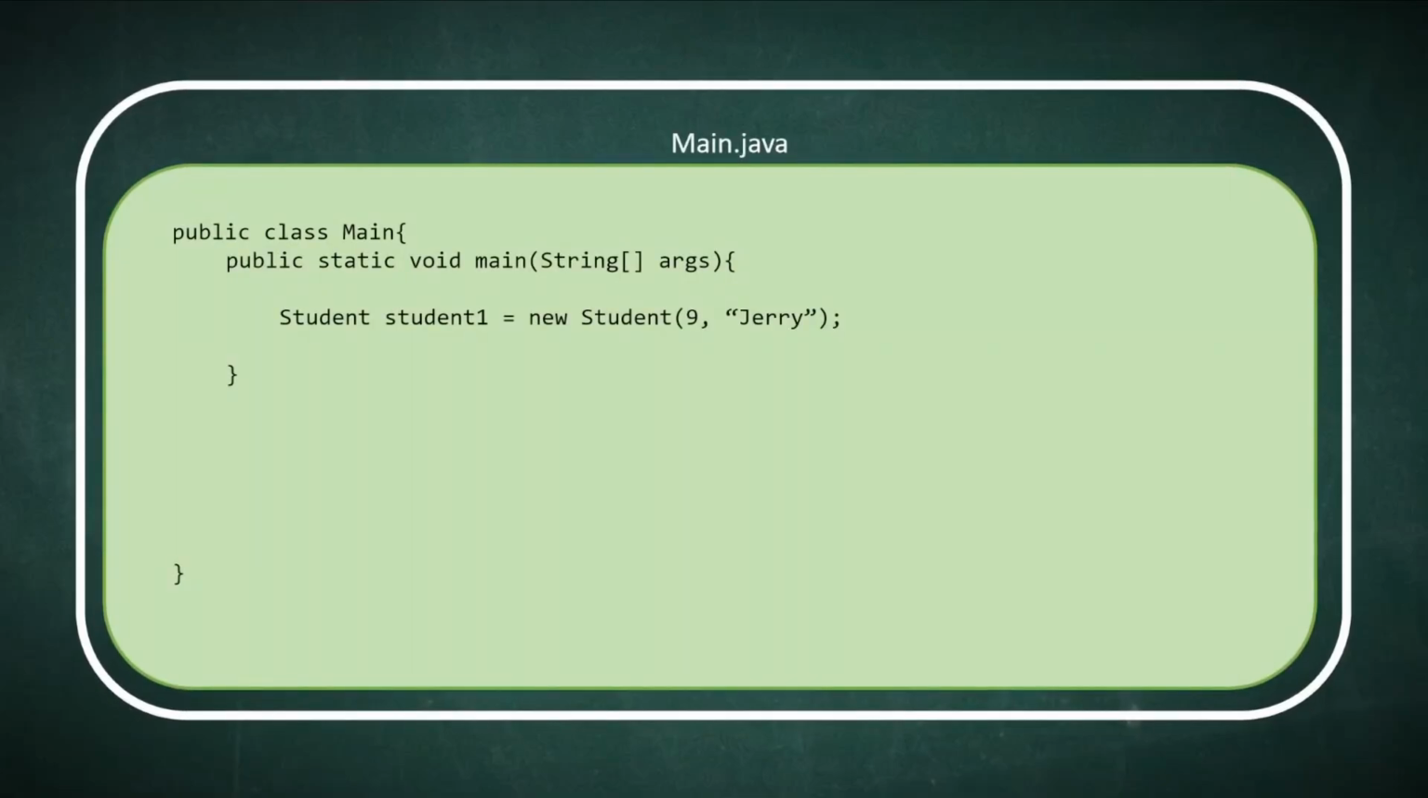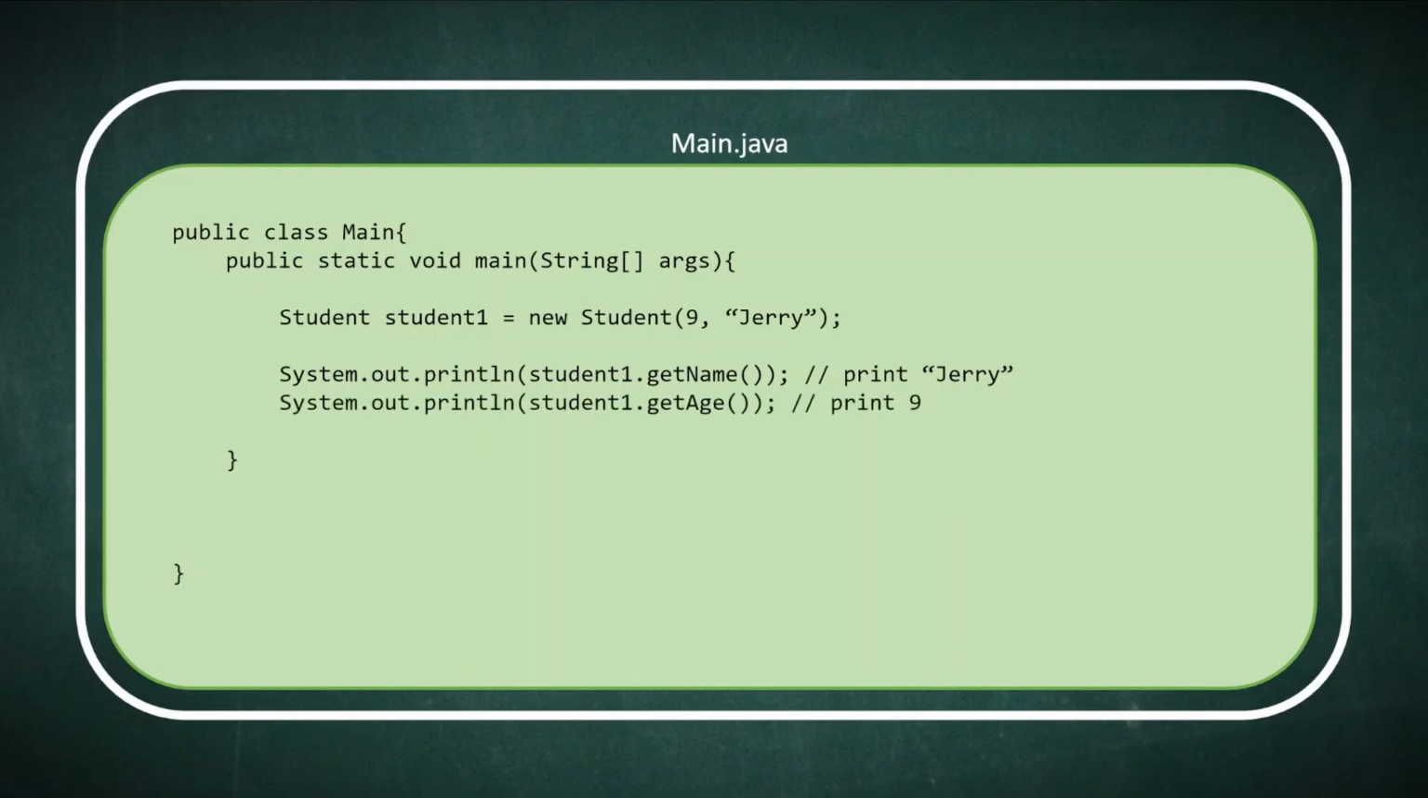So now let's say I want to print student1's name. I print out student1.getName, and it will print Jerry. If I want their age, it's the exact same process.